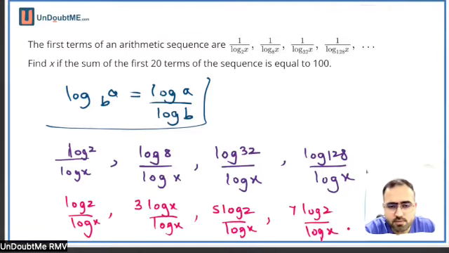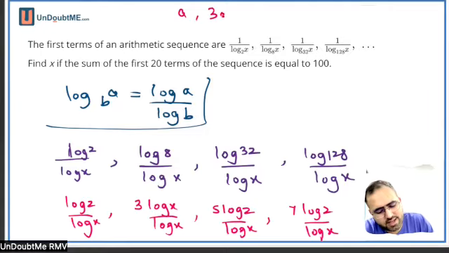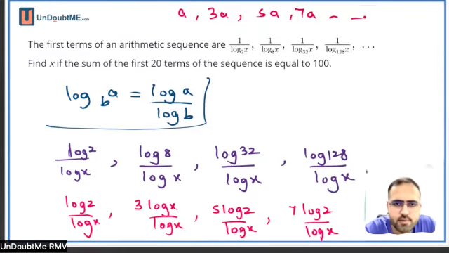So from here, it is pretty much clear that log 2 over log x is a repeated term. It's a constant repeated term. So this is same as a, 3a, 5a, 7a, and so on. It is same like that. Okay. So now we can work on the common difference, and then we'll write down the formula for sum of.